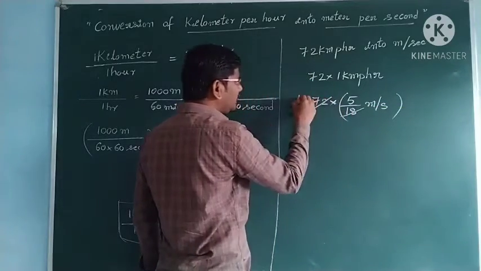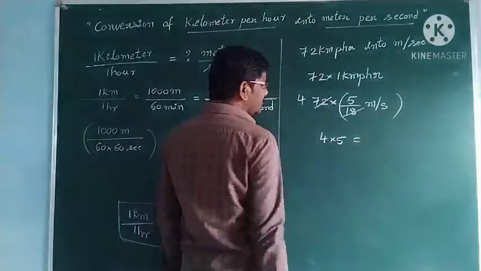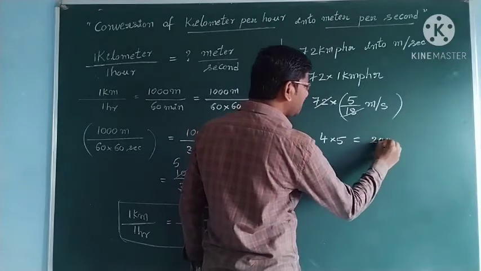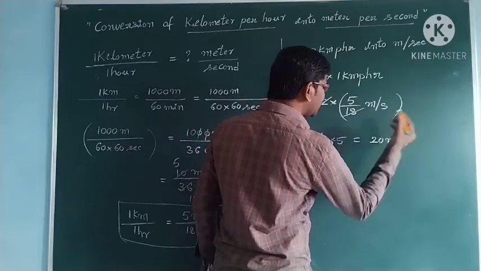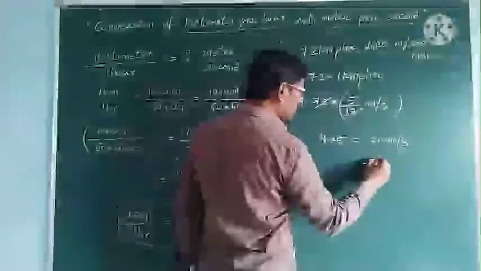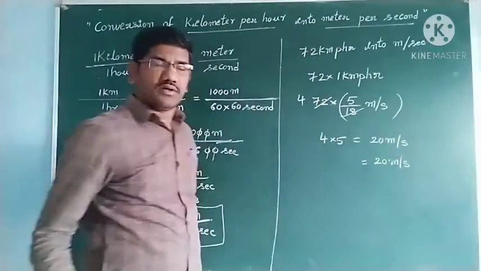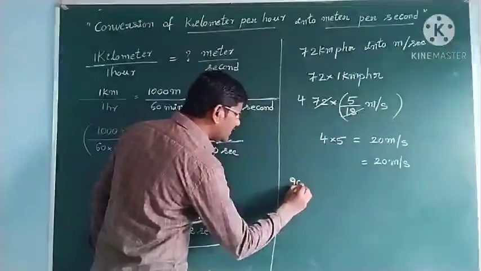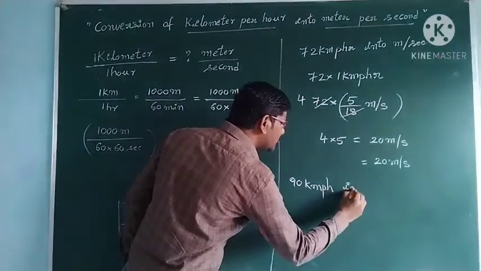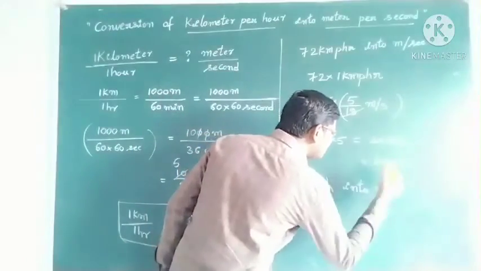Then 18 fours are 72, then 4 into 5, you will get 20 meters per second. So 72 kilometer per hour into meter per second, we are getting 20 meters per second. Similarly, convert 90 kmph into meter per second.